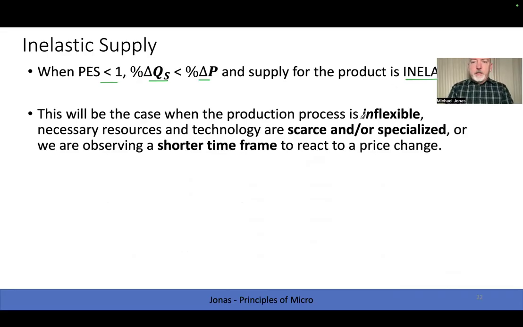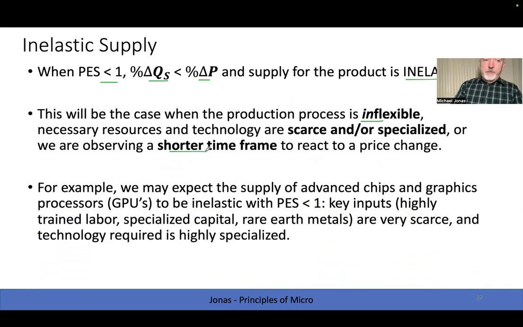And again, what does that mean? It means you want to produce more, price has gone up, and you want to respond, but your process is relatively inflexible. The necessary resources and technology are going to be scarce, highly specialized, take a long time to acquire, and you're going to be sitting there looking at all this money to be had out there and not able to take advantage of it because you're not able to increase your production. And just like on the elastic side, which said the longer the time frame we have to react, the more elastic supply is going to be, well, the shorter the time frame, the more inelastic that supply is going to be.